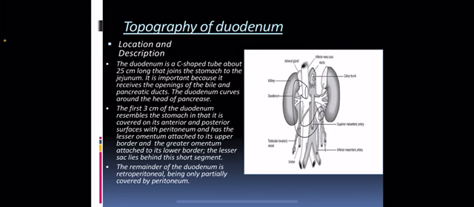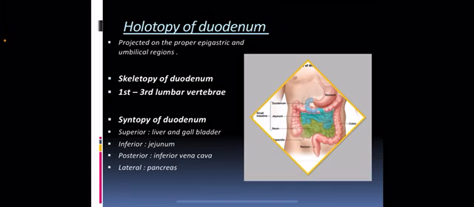The first 3 cm of the duodenum resembles the stomach in that it is covered on its anterior and posterior surfaces with peritoneum and has the lesser omentum attached to its upper border and the greater omentum attached to its lower border. The lesser sac lies behind this short segment. The remainder of the duodenum is retroperitoneal, being only partially covered by peritoneum.